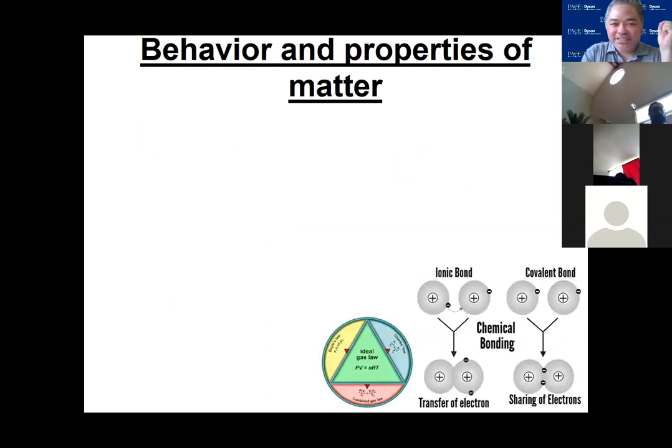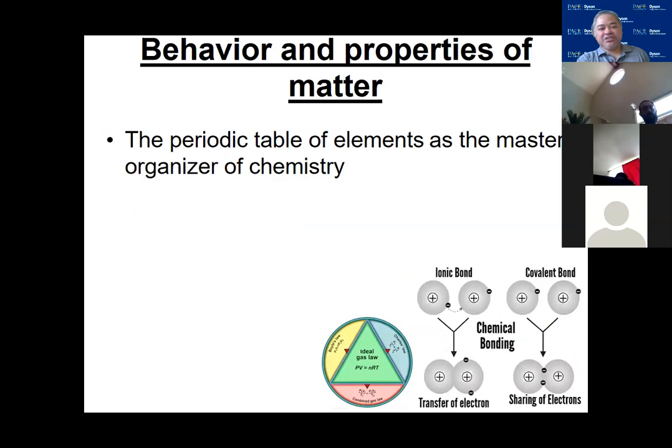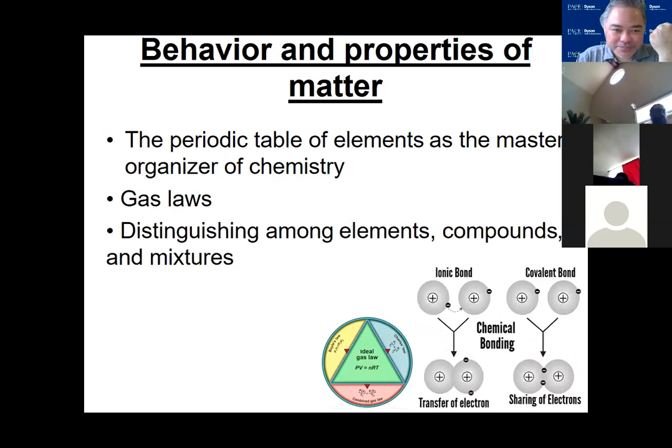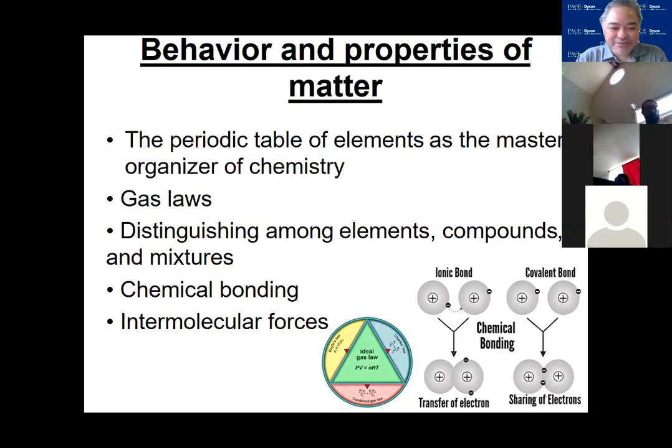Now the next big idea that they have, the periodic table of elements as the master organizer of chemistry. And then we have the gas law. And then how do we distinguish element, compounds, and mixture? I think it has something to do with the classification of matter. And then chemical bonding, the ionic and the covalent bond, and intermolecular forces. What differentiates gas from solids and liquids?